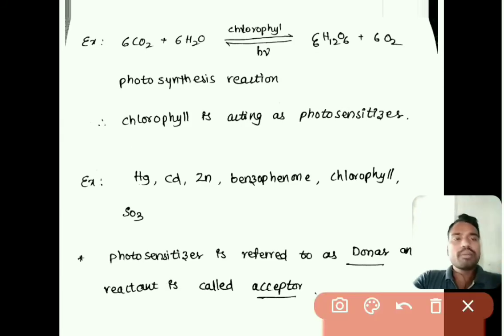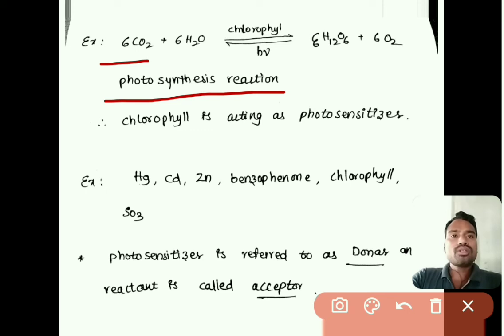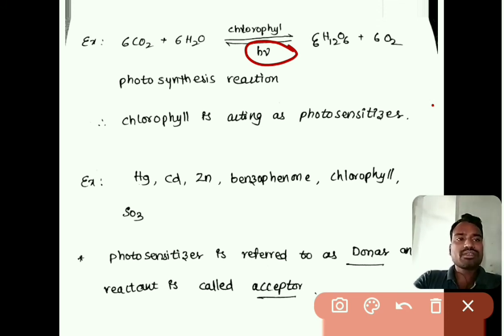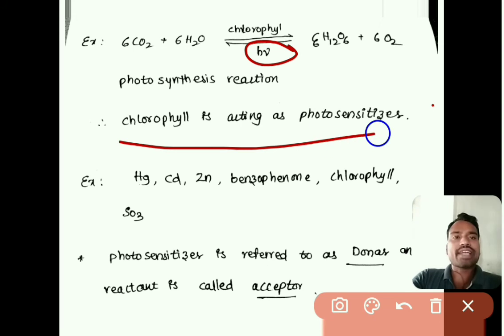Just observe the best example, the photosynthesis reaction. The photosynthesis reaction is 6CO2 plus 6H2O, in the presence of chlorophyll and light, forms glucose, C6H12O6, plus oxygen. As light is there, it's a photochemical reaction. Here, what is the work of chlorophyll? Chlorophyll, which is present in green leaves, is acting as a photosensitizer in this reaction.